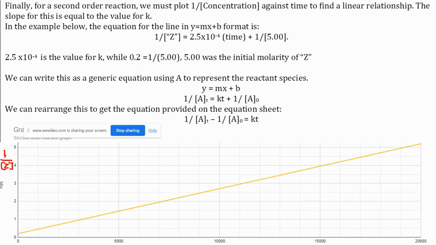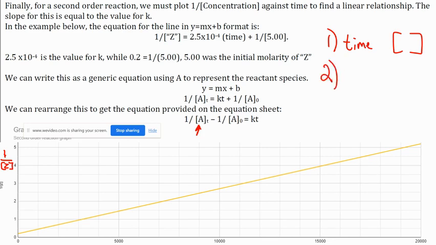You're going to take whatever item you're looking at, so we're looking at reactant A. The first graph you're going to do is time on the x-axis, and on the y-axis, your concentration. And then you're going to run another graph.